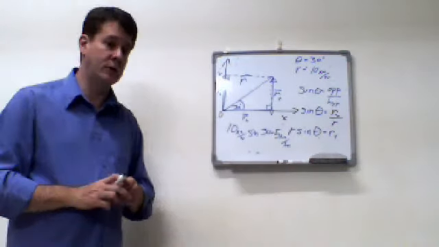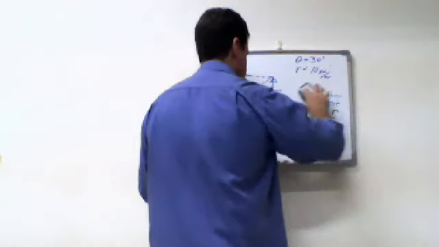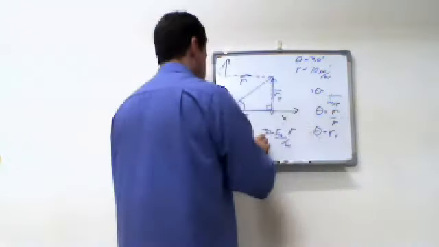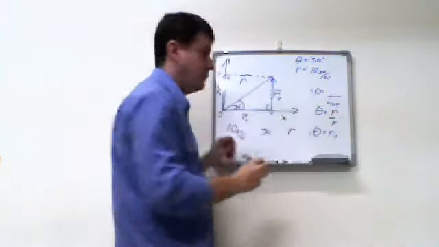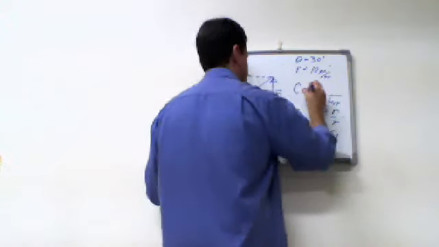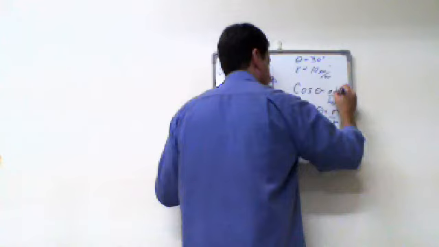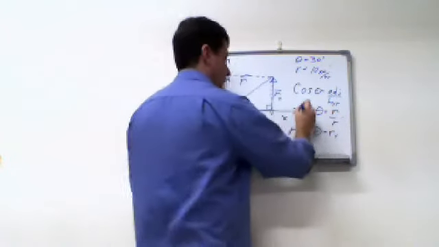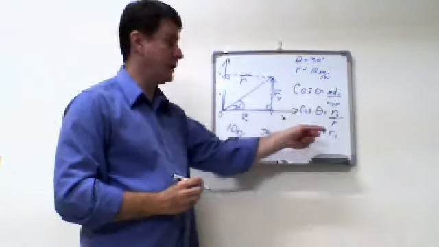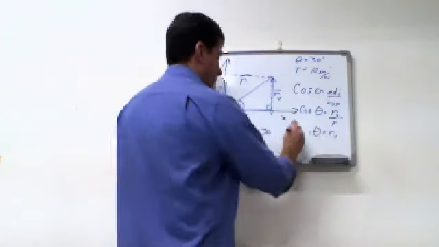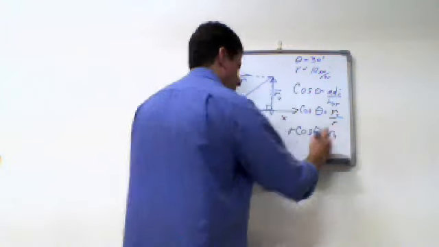Now let's solve for the adjacent side, the R sub x value. It's going to be cosine of theta this time. And it's going to be the adjacent side over the hypotenuse. So the cosine of theta is going to be equal to R sub x over R. We have the magnitude of R sub x over the magnitude of R. Bring the R up. R cosine of theta is going to be equal to R sub x.